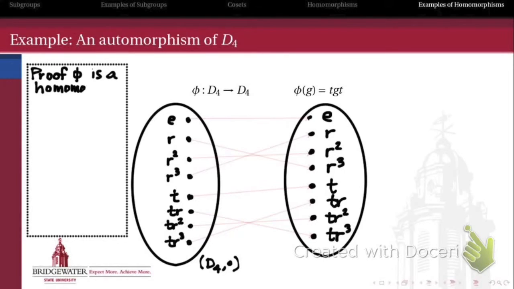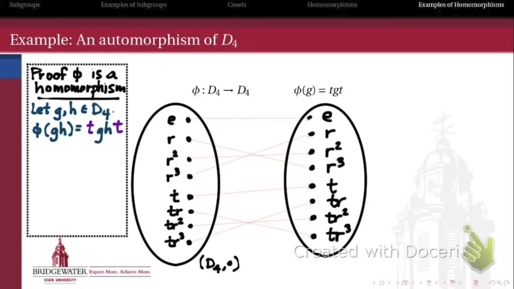Here's a proof that phi, defined in the way that we have defined it here, actually is a homomorphism. Well, to prove that, we just need to show that the product rule is satisfied. So let's take two arbitrary elements in the domain D4. We need to show that if I apply phi to their product, gh, I would get t times gh times t. I need to show that that's the same thing as I would get if I take phi of g and phi of h and then compose them together.